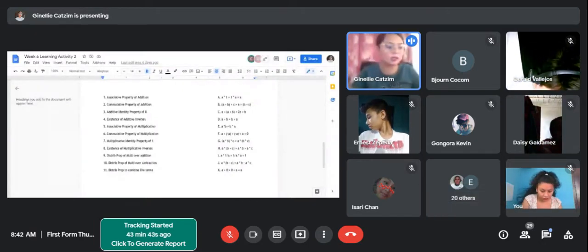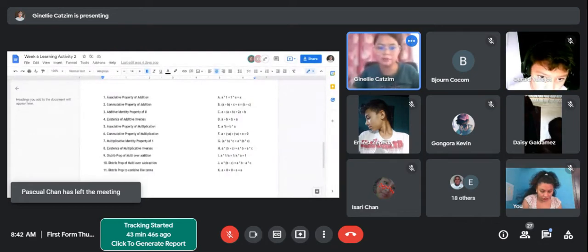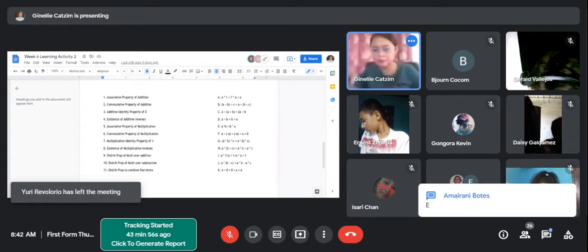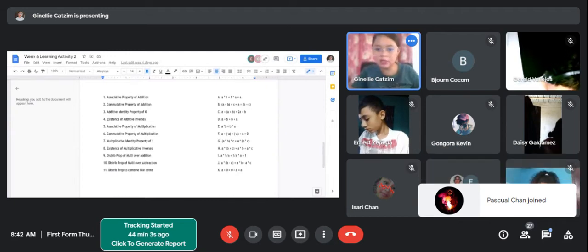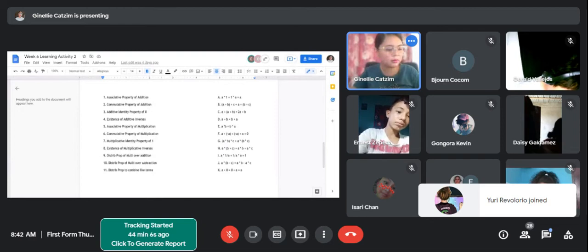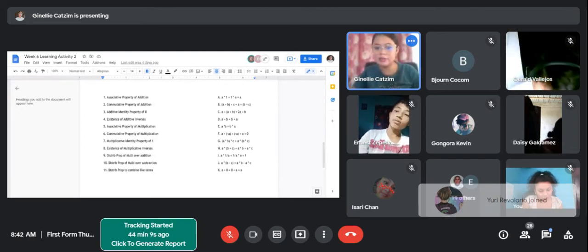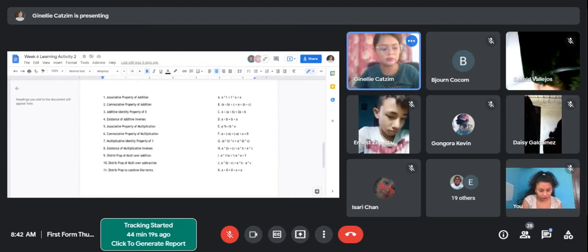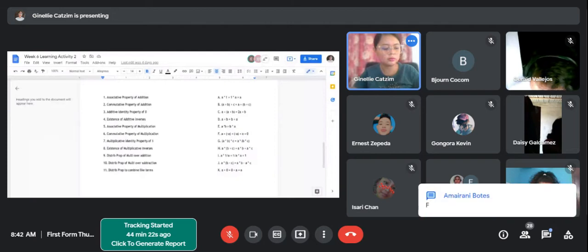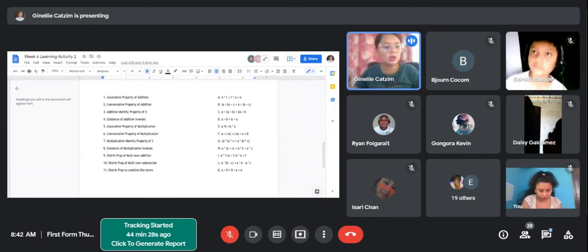The fourth one, existence of additive inverses. Remember the keyword additive inverse. E says Amirani. You could try again, Amirani. Additive inverse. What is the additive inverse? Very good, Amirani. She says F, and that is correct.